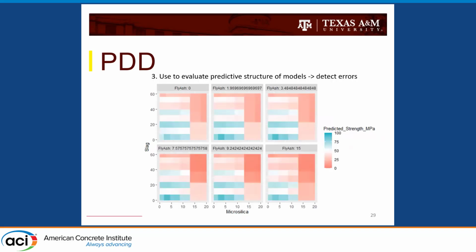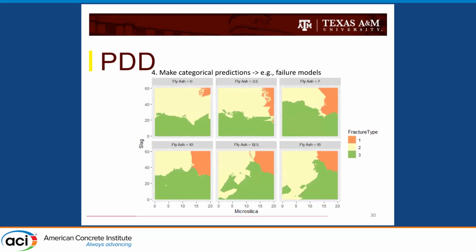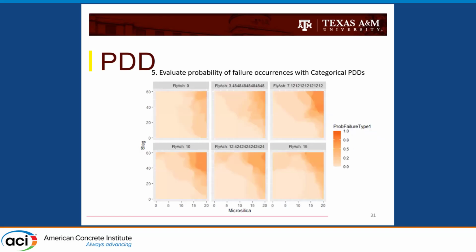We can use these diagrams to evaluate your machine learning models. It's another problem. Sometimes with these black boxes, we don't know what's happening inside, and sometimes the root mean square error is not enough of a metric to tell you what's inside your model. We can also use them for categorical predictions. It doesn't have to be just continuous data.